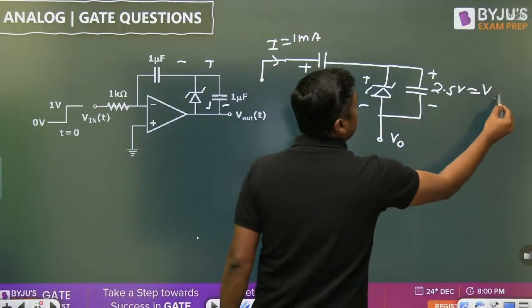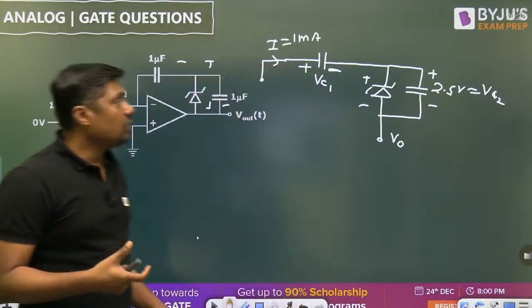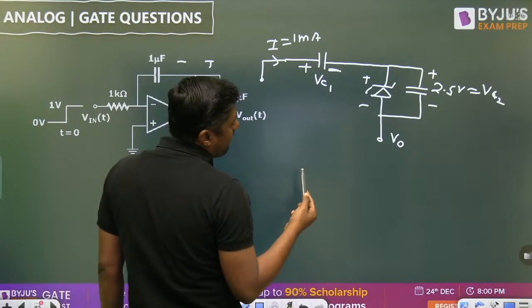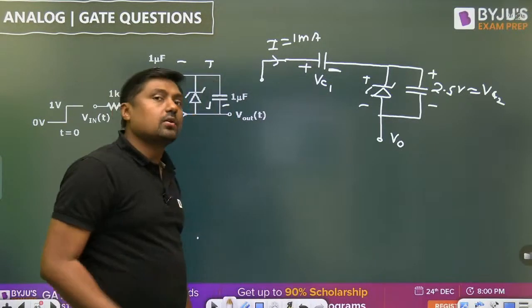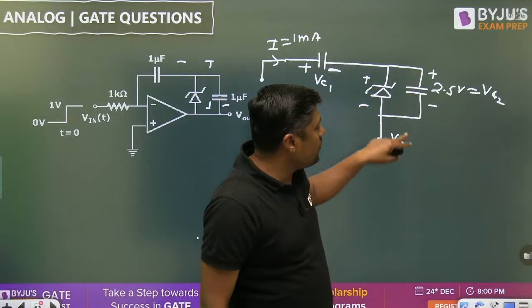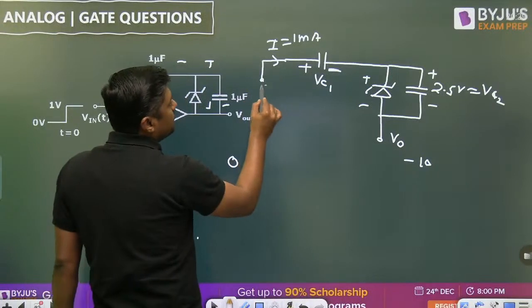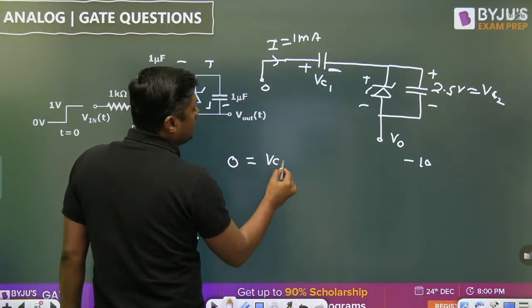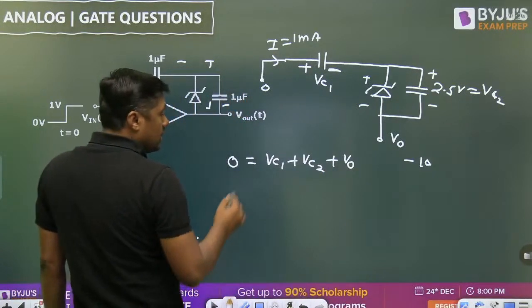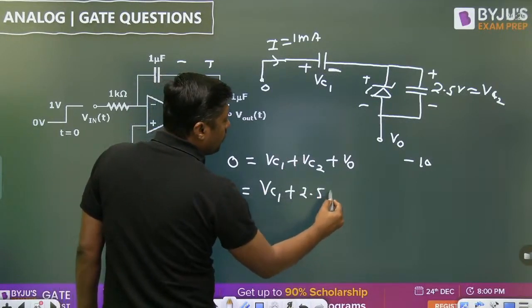VC2 is now fixed, but VC1 will increase. So when VC1 increases, tell me, what is the final voltage across VC1? It is fixed at 2.5 volt. So when it is fixed at 2.5 volt, we want minus 10 volt. Here, to write down the KVL, 0 is equal to VC1 plus VC2 plus V0. Right? Now, VC2 is fixed at 2.5 volt.